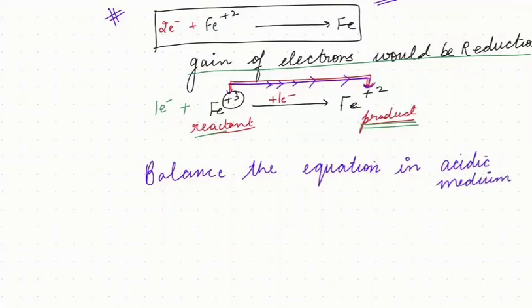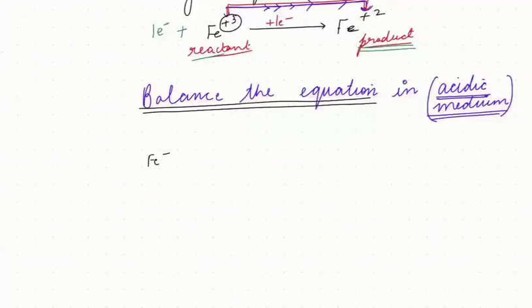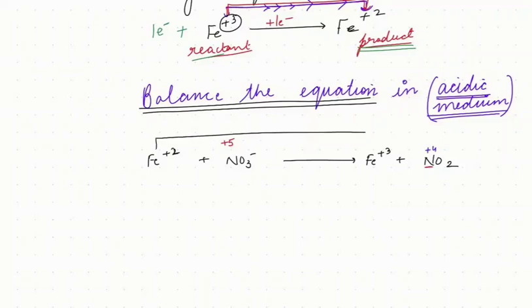The first method of balancing is in the acidic medium. You understand the point? So now what happens? Let's suppose I give you Fe plus 2 plus NO3 negative, and it gives you Fe plus 3 plus NO2. So here nitrogen has to carry a certain charge. You just calculated that nitrogen's oxidation state was plus 5, and here its charge is going to be plus 4. So if iron moves from plus 2 to plus 3, the charge increases.